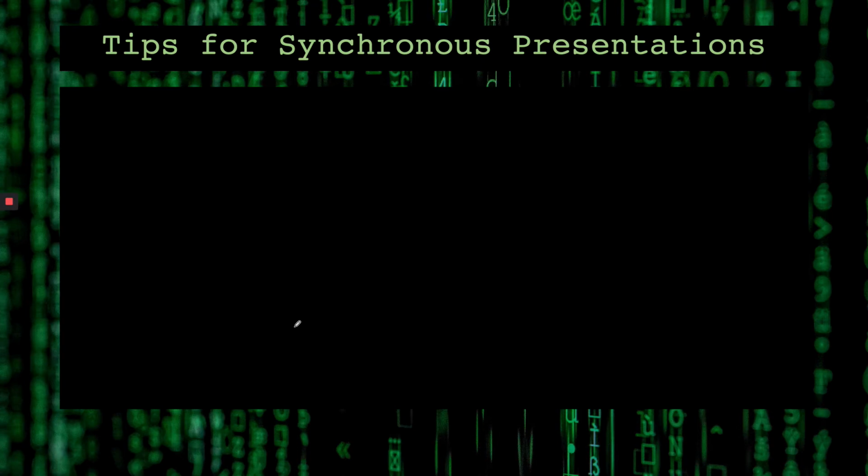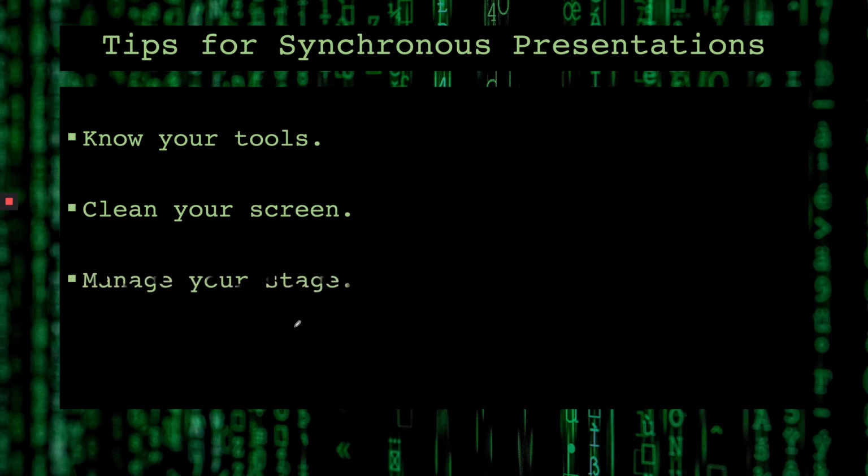Now, in summary, you want to make sure you know your tools. You want to make sure you clean your screen. You want to manage your stage. And you want to show your face and look good. Those are probably the 4 big things that I would say when you're giving a synchronous presentation. On top of having a good PowerPoint, make sure that you have good slides, make sure that you have good vocalics, make sure that you're marking up and being interactive as you can. If you do all of those things, you're going to have a good time presenting online.